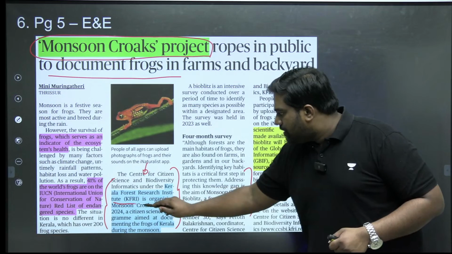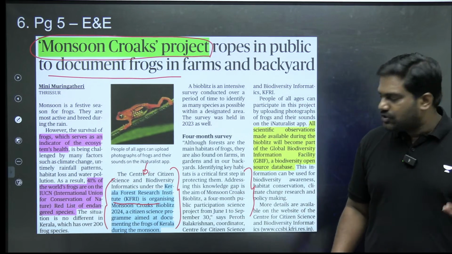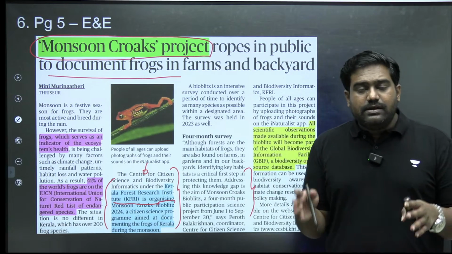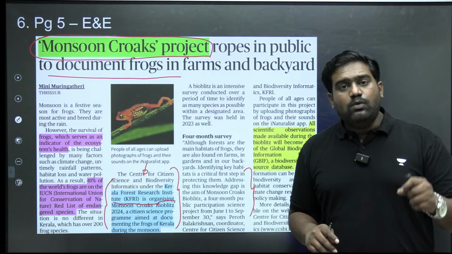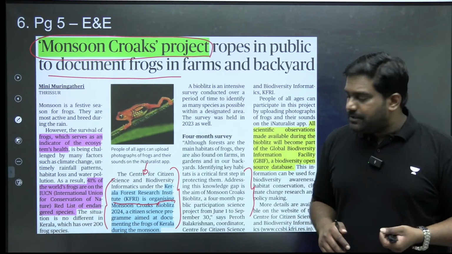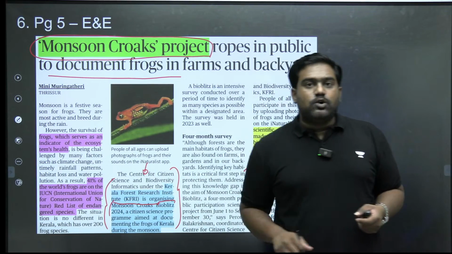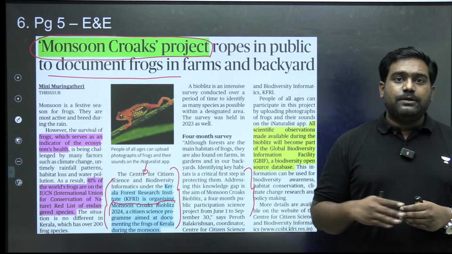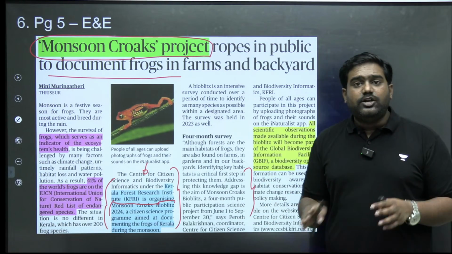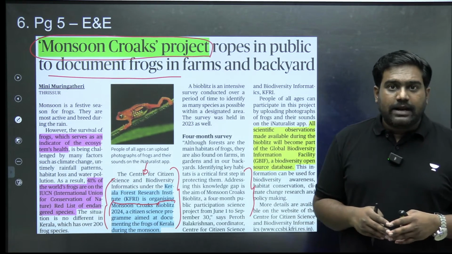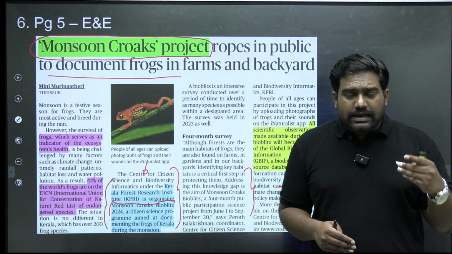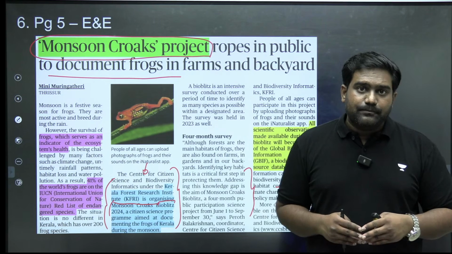Monsoon Croaks. Croak is a reference to a frog because frogs croak. Right? BioBlitz is essentially a survey, a field level survey conducted to count the number of species present. So Monsoon Croaks BioBlitz 2024, it's a survey of the frog population in the Western Ghats in Kerala during the monsoon season. All right? Because see, frogs are an important indicator of the health of an ecosystem.